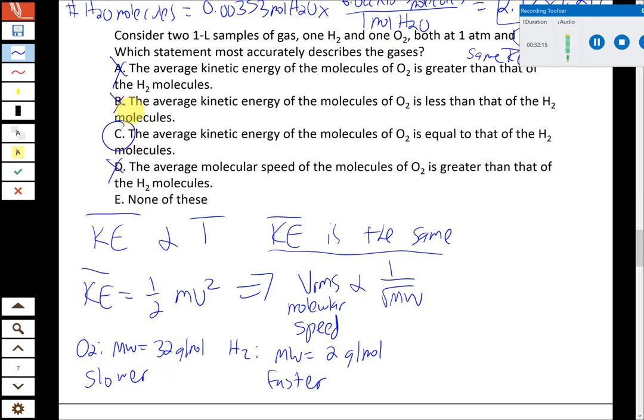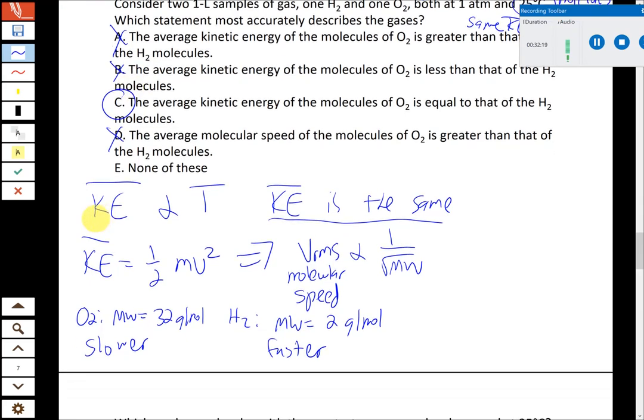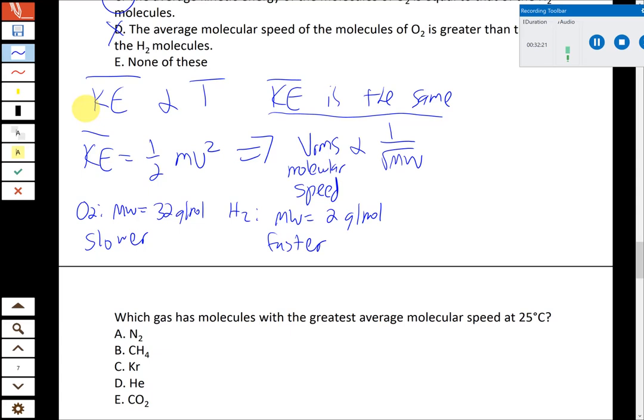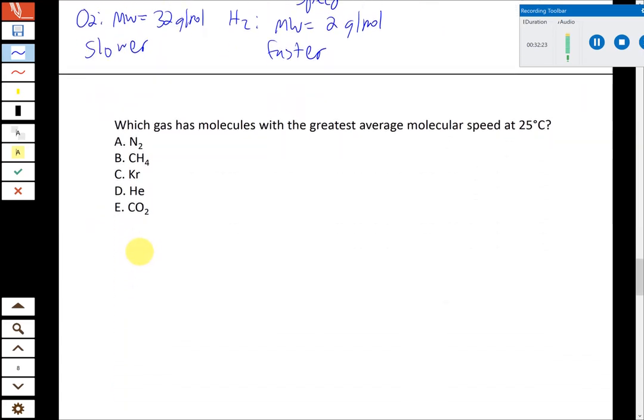So if you're asked about average kinetic energy, all that matters is temperature. It doesn't matter what the gases are, just the temperature is what determines that. But then here we're going to take this same concept and really, again, just look at it in a slightly different way.